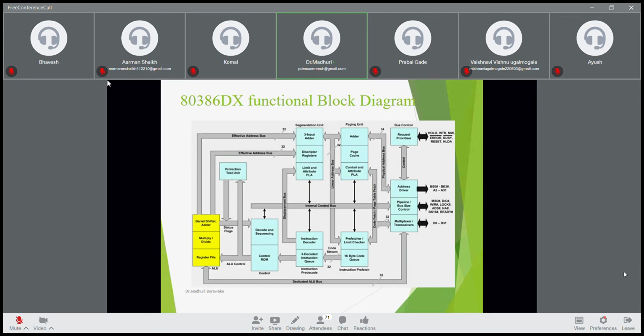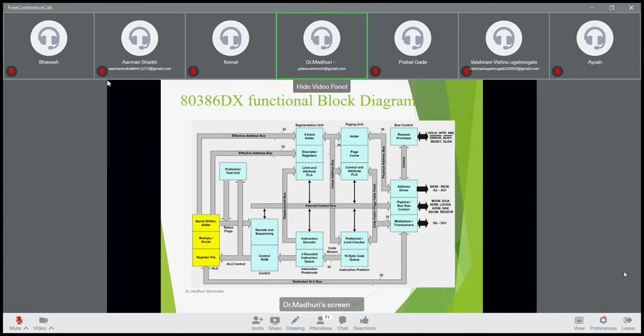Now, the second one is the keyboard. Does anybody know which IC is used for the keyboard interface? There is one IC. It is the 8279, that is the keyboard interface controller. Okay, now next, memory management.